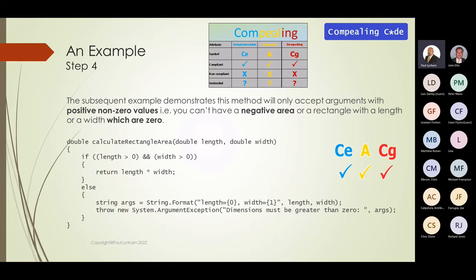Now, looking at this code, we can say yes, there's been some defensive programming used here. We are guarding against the inputs that we are using in our calculation. And yes, this now is compelling. So we've got it comprehensible, appealing, and compelling. But this is not the end of the story.